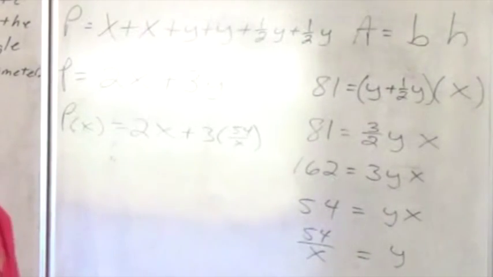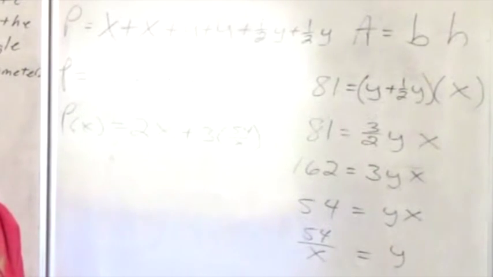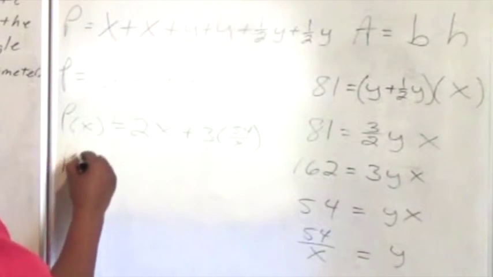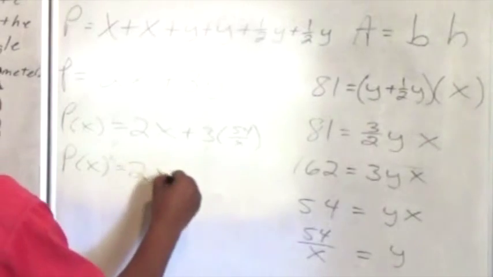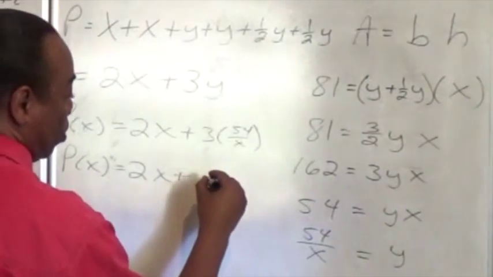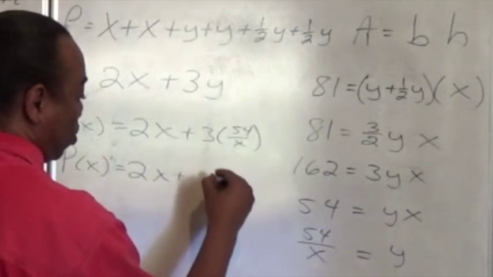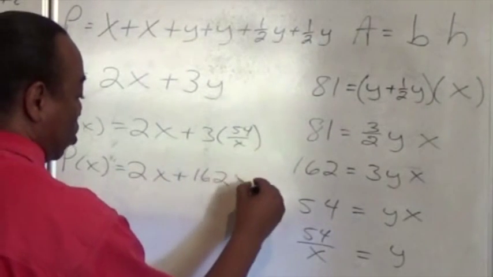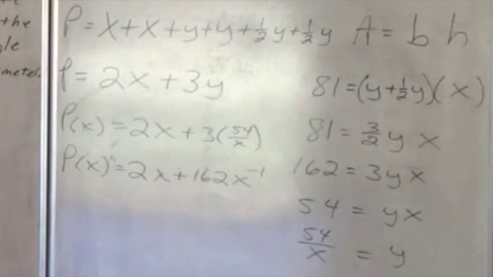Now, I'm going to do a little more cleanup here. I'm going to simplify this, but I want to write the x as a power, because we want to take a derivative next. So just kind of preparing that. So now we have the perimeter is equal to 2x plus 162 times x to the negative second power. Now I'll take a derivative of p with respect to x.